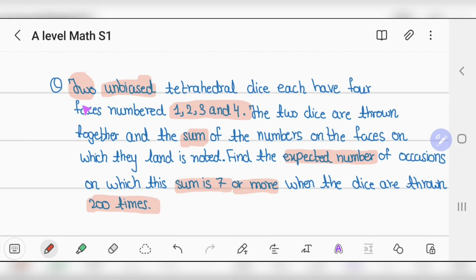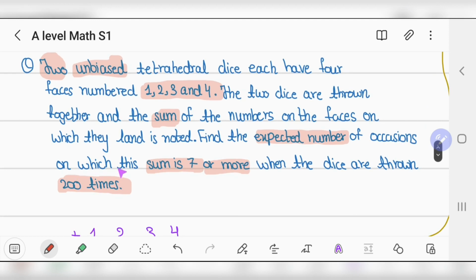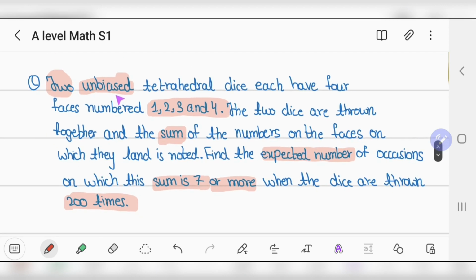Another question. 2 unbiased tetrahedral dice each have 4 faces numbered 1, 2, 3, 4. The 2 dice are thrown together and the sum of the numbers on the faces on which they land is noted. Find the expected number of occasions on which this sum is 7 or more when the dice are thrown 200 times. So you've got 2 unbiased tetrahedral dice, each with 4 numbers, and the sum of the numbers on the faces on which they land is noted.